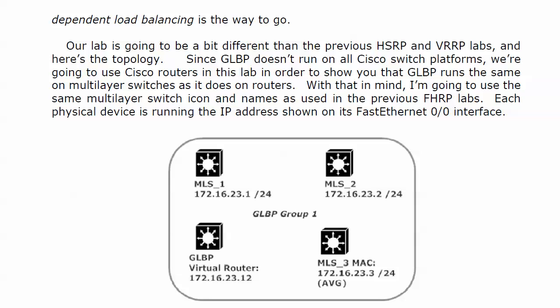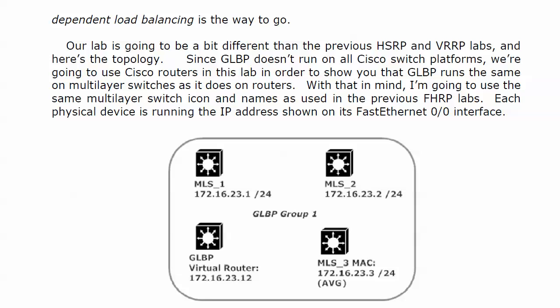and we're going to hit the lab at the beginning of the very next video. But it's going to be a little bit different than the previous HSRP and VRRP labs, because here's a hot one for you. GLBP doesn't run on a whole lot of Cisco switch platforms. So what I'm going to do is use Cisco routers in this lab, some new ones we got in that do run GLBP. This is a good way to show you also that it runs the same on multi-layer switches as it does on routers.